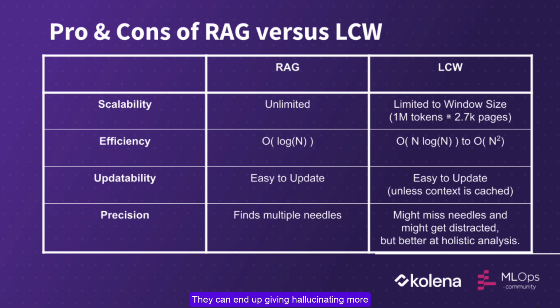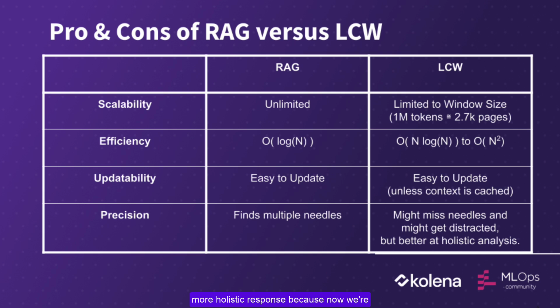They can end up hallucinating more or giving wrong answers when they have too much coming in through their context window. They're very good at finding single needles, but not multiple needles at the same time. They can struggle at that, meaning multiple hits within the data set, multiple hits for different conditions coming into the data set.